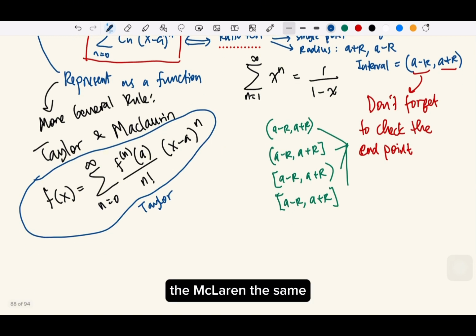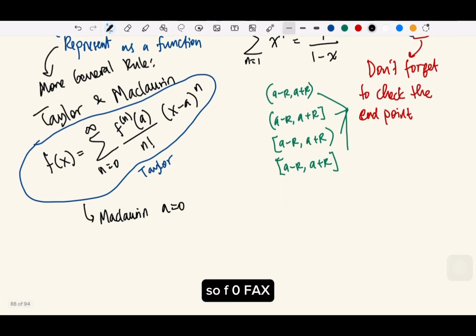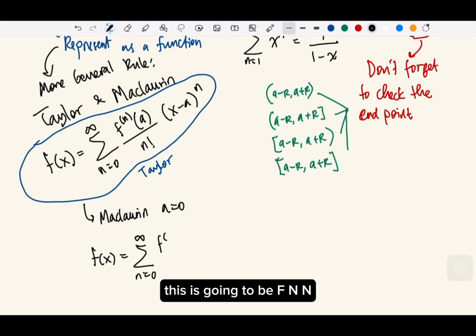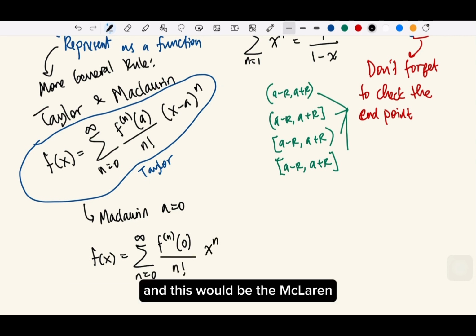The Maclaurin is the same, but a is equal to 0. Okay. So f of x is going to be f to the n at 0, divided by n factorial, and then x to the power of n, and this will be the Maclaurin.